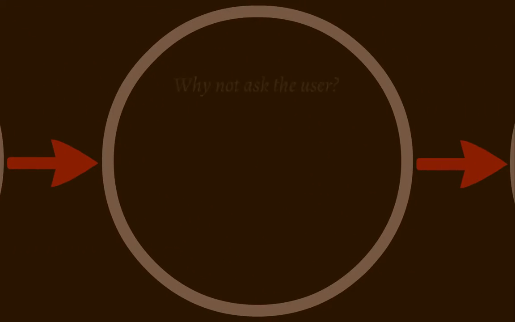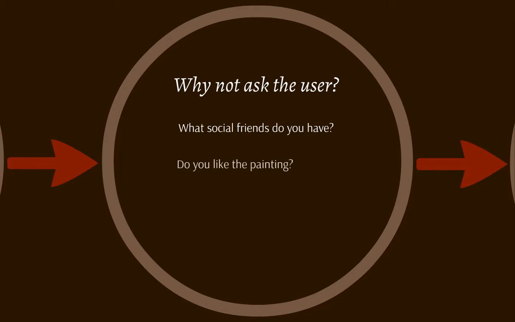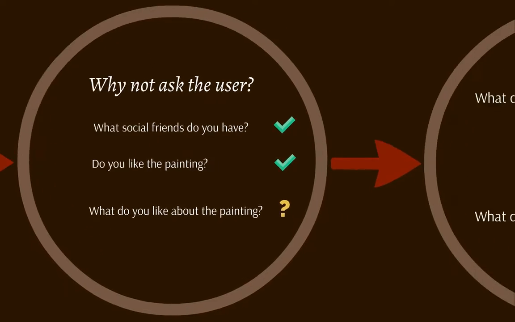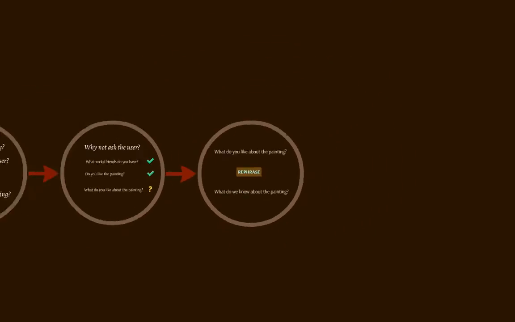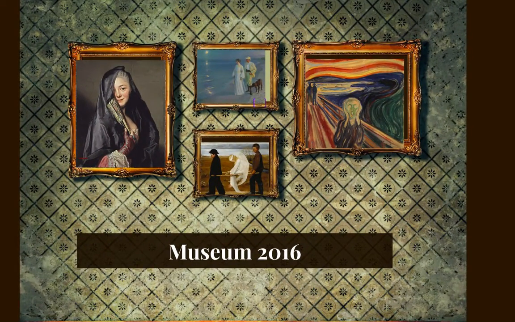And today, 2016, it's not a big problem to find the social friends. You have Facebook. If they like, the like button. And what do they like about the painting? Now we're getting some problems or challenges. So instead of saying, what do you like about the painting? We try to rephrase it. What do we know about the painting? So we start looking into paintings.